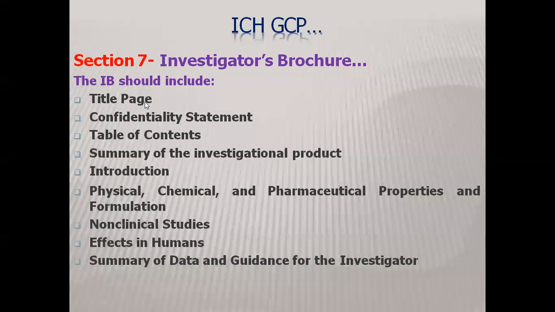So it has first the title page, then the confidentiality statement, then the table of contents, then the summary of the investigational product, then the introduction, physicochemical and pharmaceutical properties and formulation, then non-clinical studies, then effects in humans, and a summary of the data and guidance for the investigator. So this is all the kind of information that an investigator's brochure should contain.